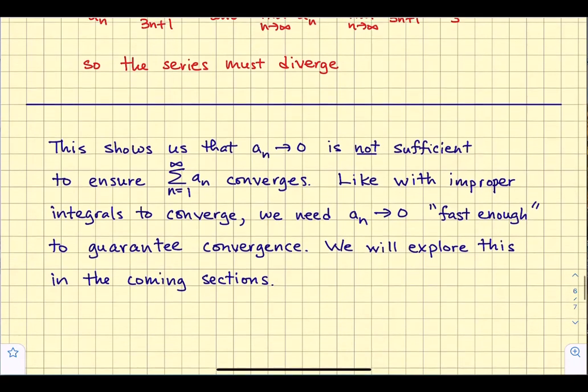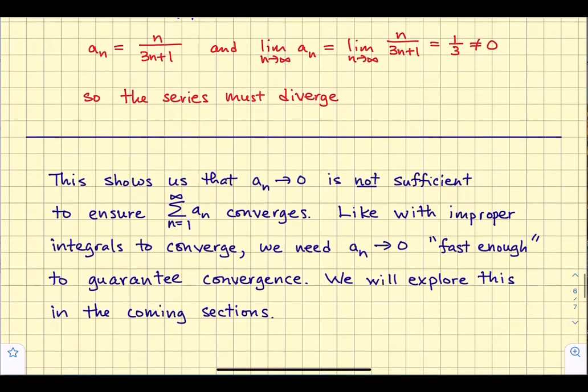The test for divergence says that if the an's don't go to 0, then the sum of the an's cannot converge. But just because the an's do go to 0, that is not sufficient to ensure that the sum of the an's converges. You have to be careful. So just like with improper integrals, where if you remember when we did p integrals, improper integrals of the first kind, the p function had to go to 0 fast enough in order for the improper integral to converge. So we have a similar situation here.